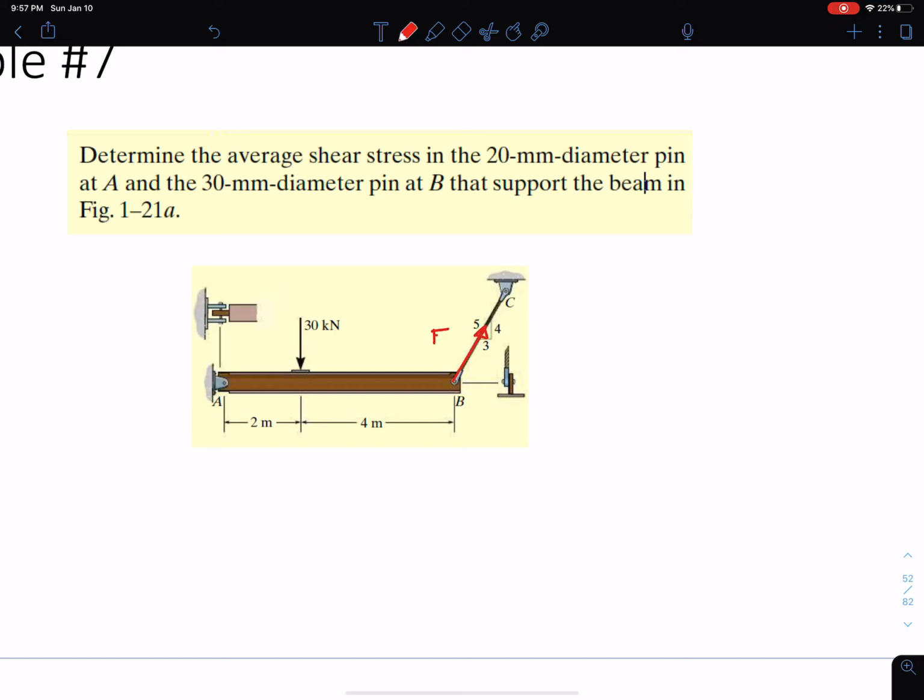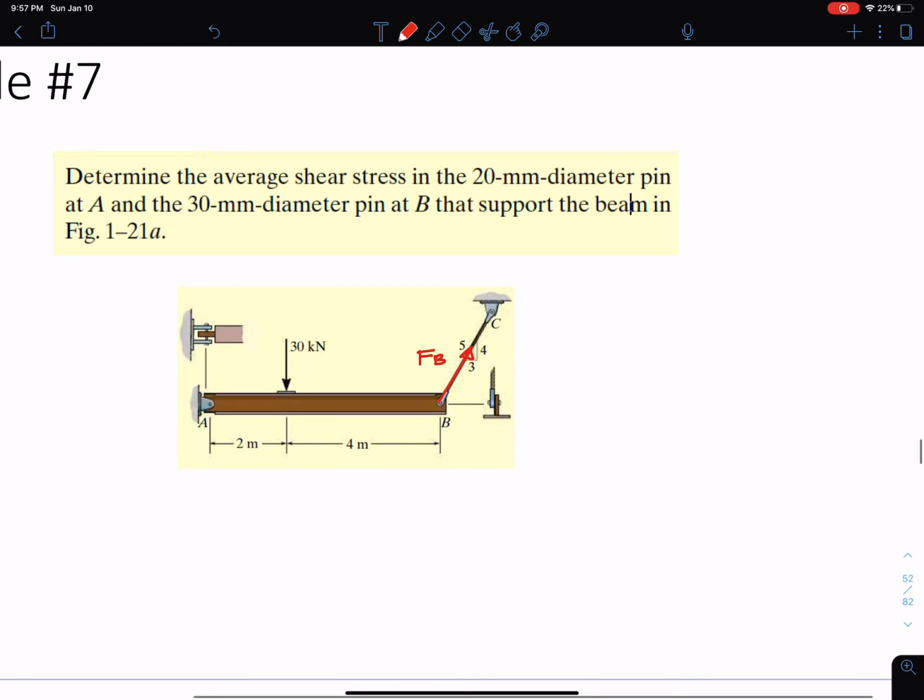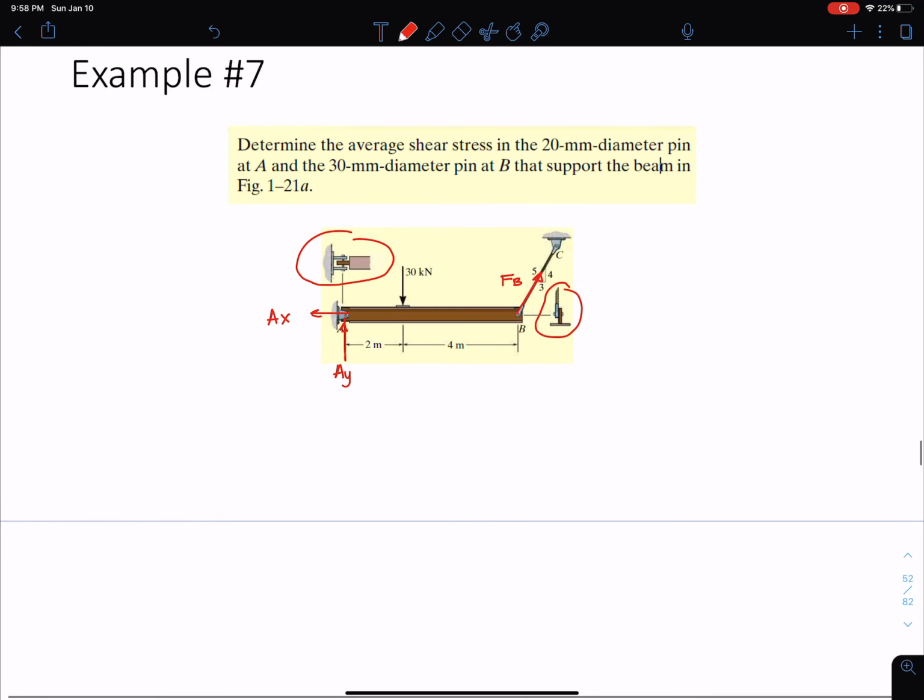I'm going to call this just FB. And then here, it doesn't matter which way you draw this, remember from statics, your equilibrium equations will correct the directions. And then this diagram here shows us the connections at A and B. We're not going to use those yet. We're going to use those at the end of the problem, and I'll show you how. So we're going to put those on the side for now.